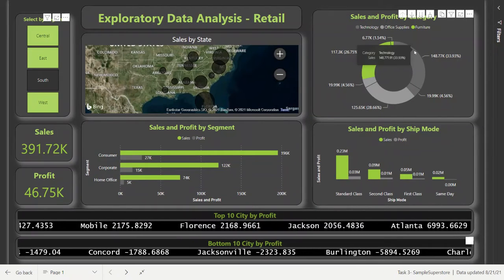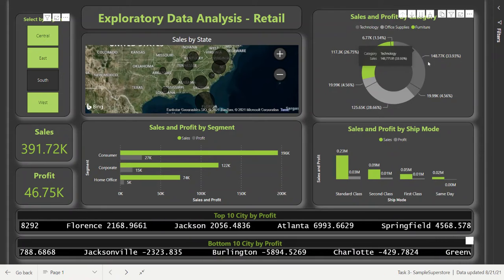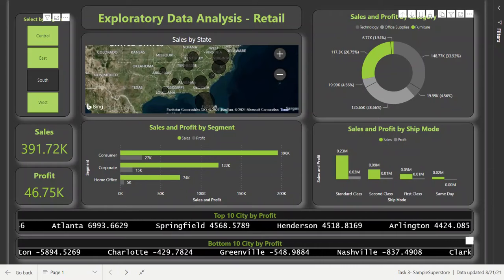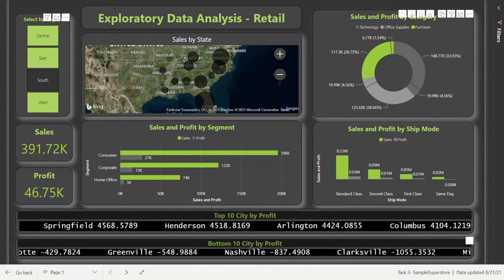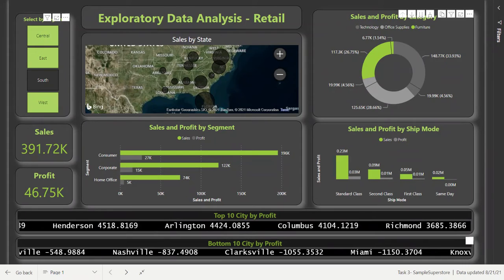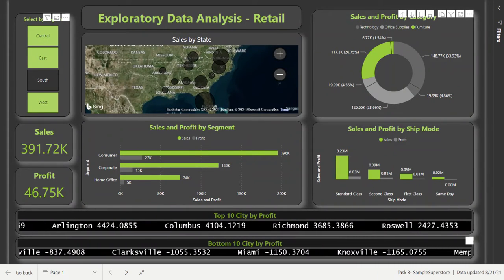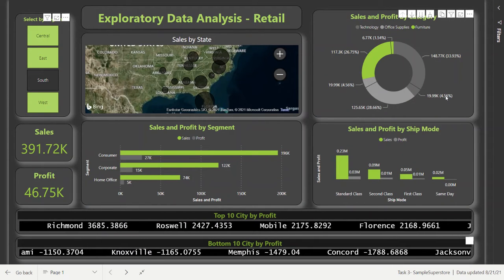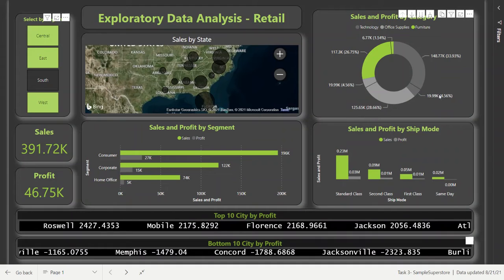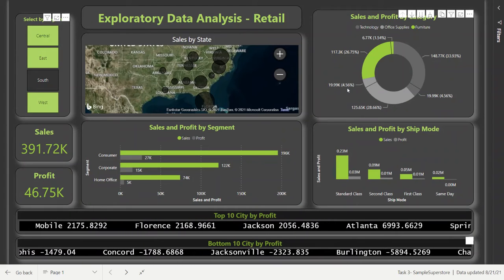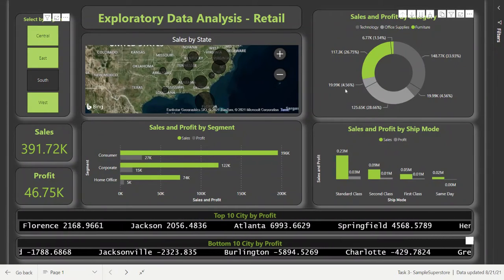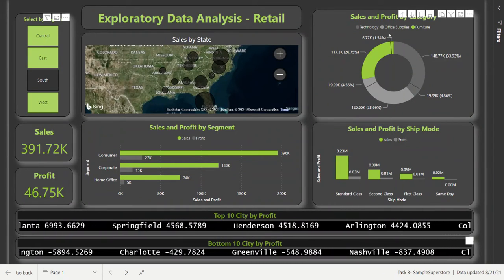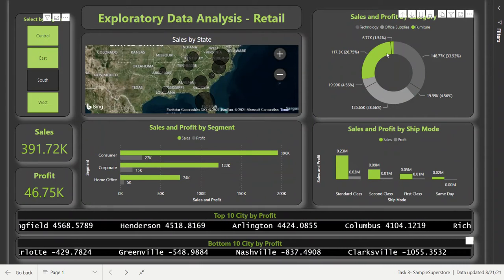If we talk about sales and profit in this region, around 33.93% is from technology, around 28.66% from office supplies, and around 26.75% from furniture. From our total revenue, around 4.56% of profit is coming from technology, around 4.56% from office supplies, and around 1.54% of profit is coming from furniture.